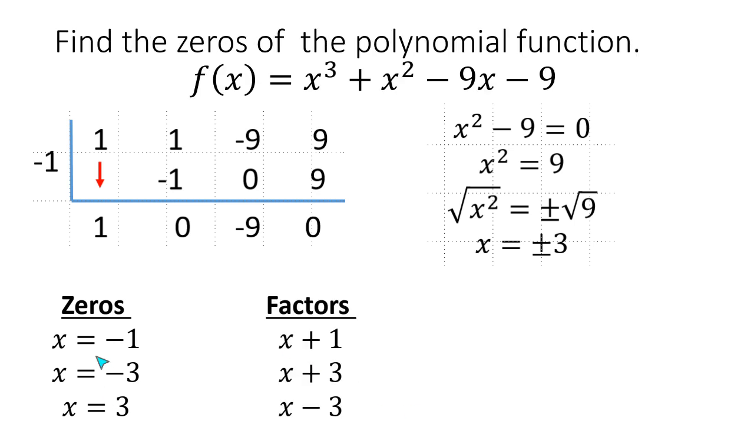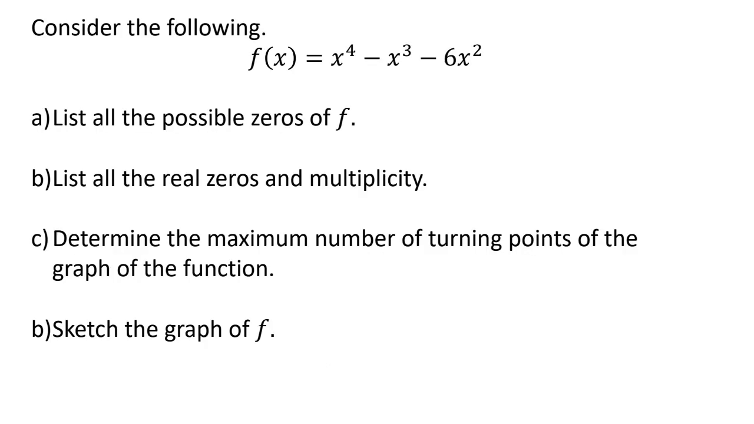And then the factors, we need to write the factors. We're really taking negative 1 to the left side, so we're adding 1 on both sides, and we end up with x plus 1, x plus 3, and x minus 3. Okay, so let's look at this problem. It says to graph it.